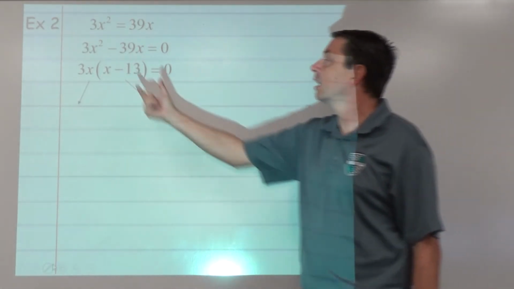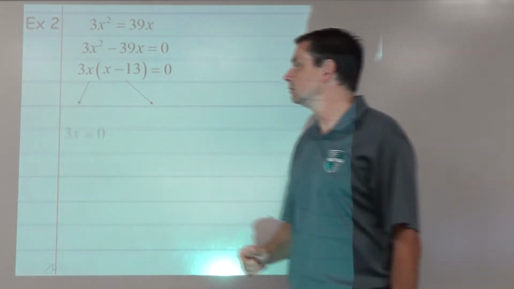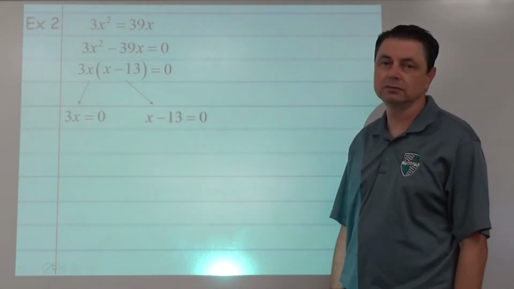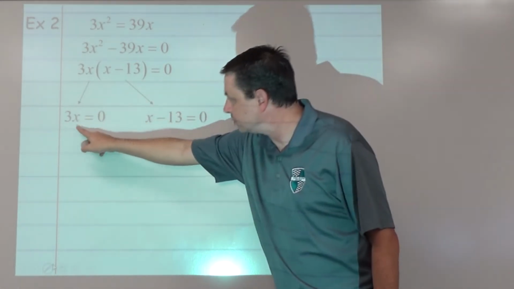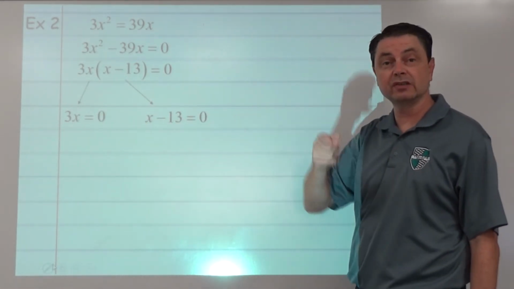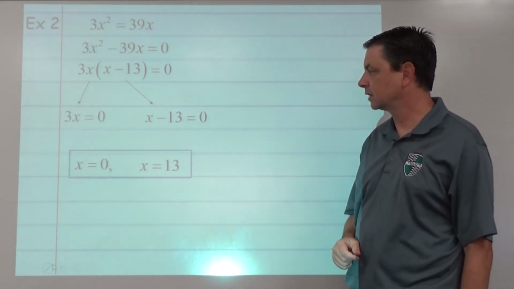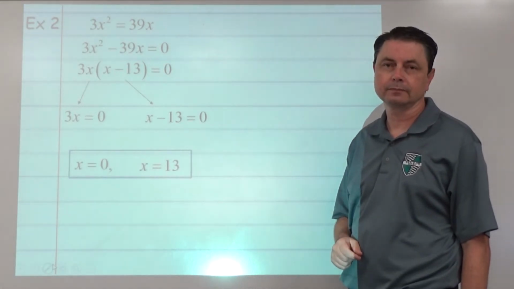Split. 3x equals 0. x minus 13 equals 0. Divide by 3. 0 divided by 3 is still 0. Add 13. And those are our solutions.